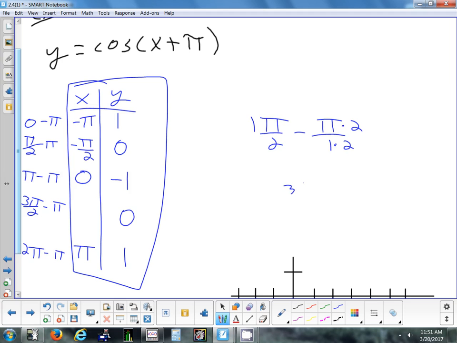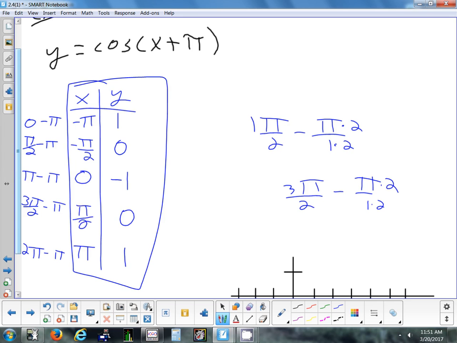Okay, and then the last one is same idea. 3 pi over 2 minus pi again. I need my common denominator again. 3 pi over 2, take away 2 pi over 2 is pi over 2. And that's your table.